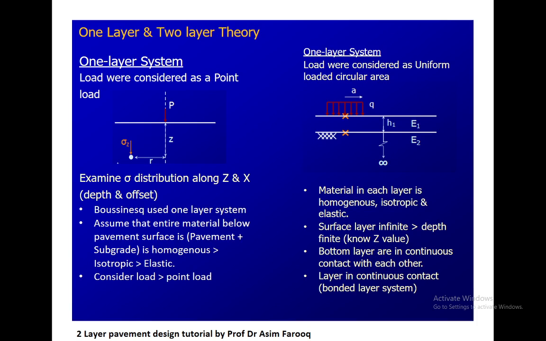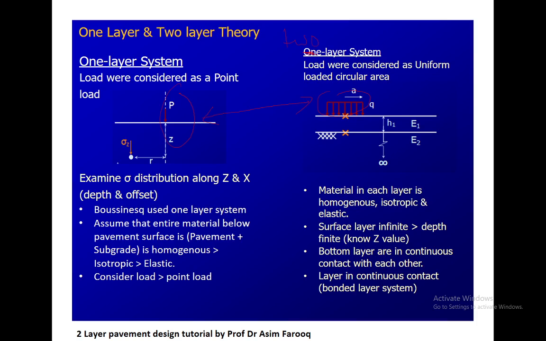If you want to compare both systems, one layer and two layer, you can see here on the left side we have a one layer system, where the first difference is that the one layer system considers the load as a point load, but the two layer system considers the load as a circular loading. The second is that it also assumes that all the material below the pavement is homogeneous, subgrade, and elastic, which is the same parameter here as well.